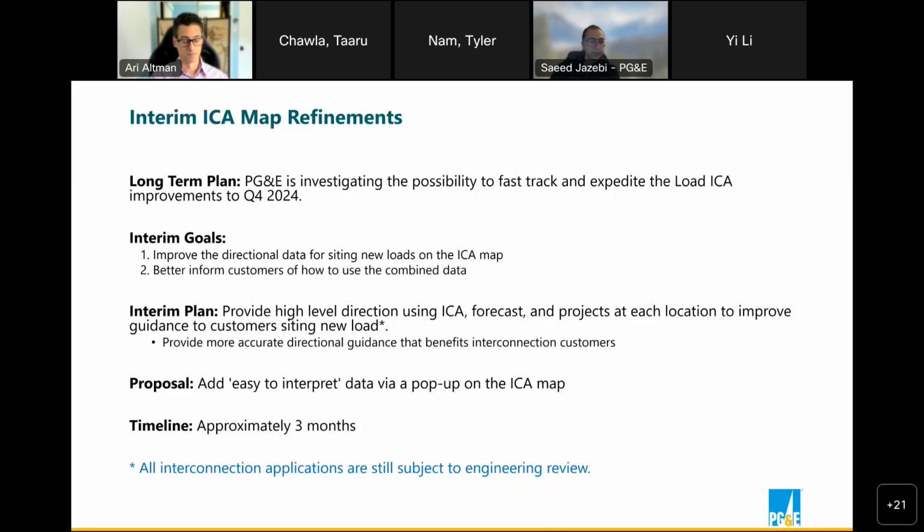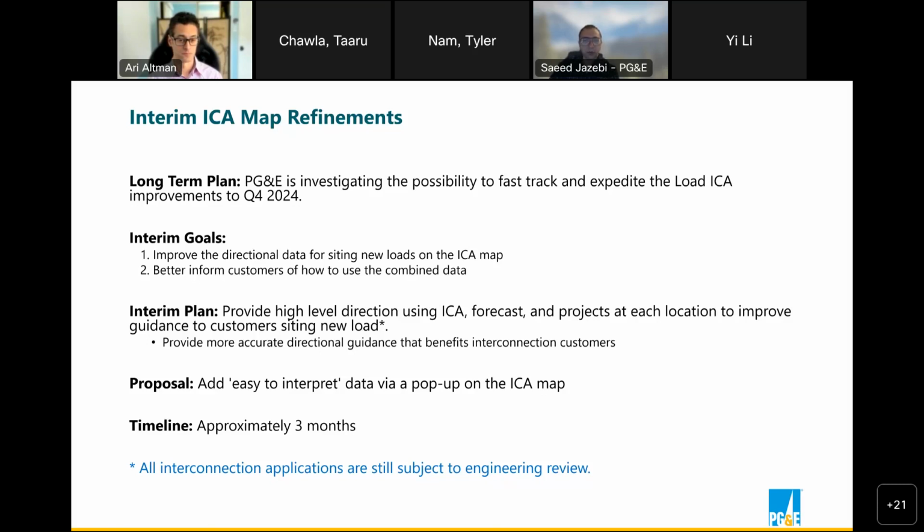Next slide, please. So as we mentioned, PG&E is investigating the possibility to fast track and expedite the load ICA improvement to Q4 2024. But in the interim, we would like to improve our directional data for siting new load on the map, as well as better inform customers of how to use the combined data. So we are planning to provide high-level directional information using ICA data, forecast data, and project data at each location to improve guidance to customers that are looking to site their new load.